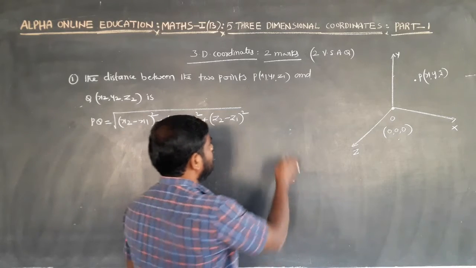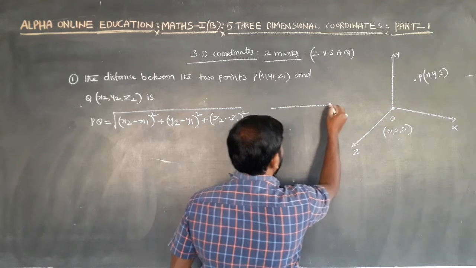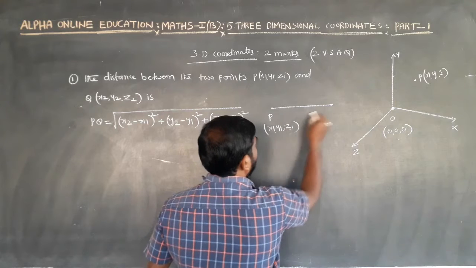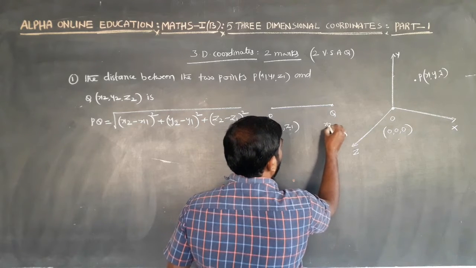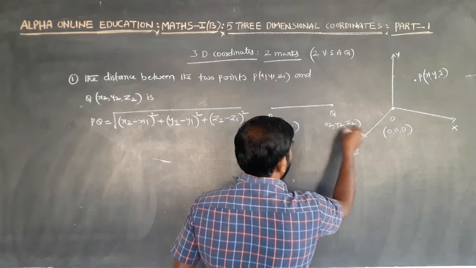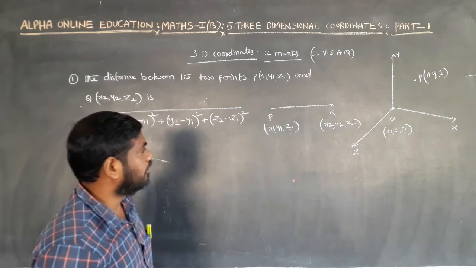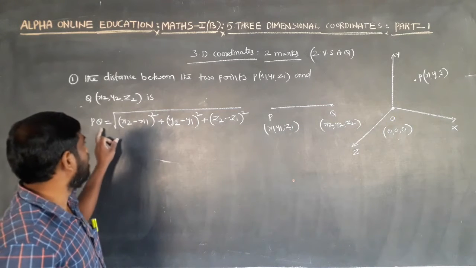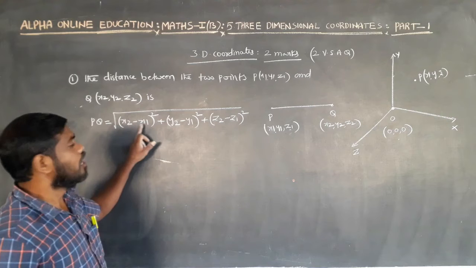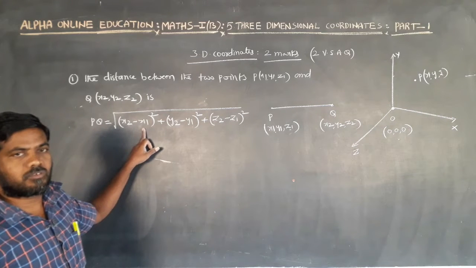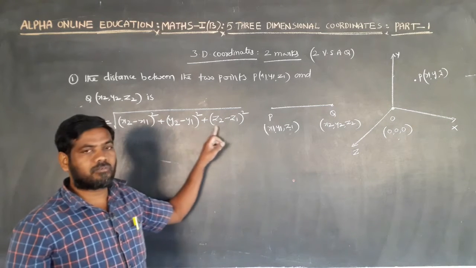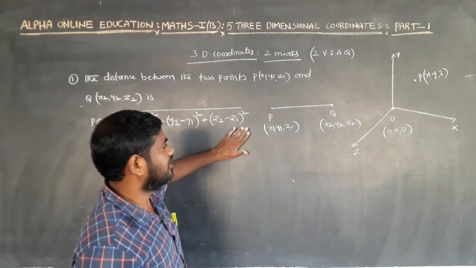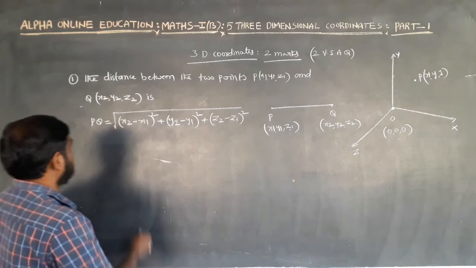First point P is x1, y1, z1 and second point Q is x2, y2, z2. The distance between the 2 points P and Q is denoted by PQ equal to under root of (x2 minus x1) whole square plus (y2 minus y1) whole square plus (z2 minus z1) whole square. This is the distance between the 2 points formula.